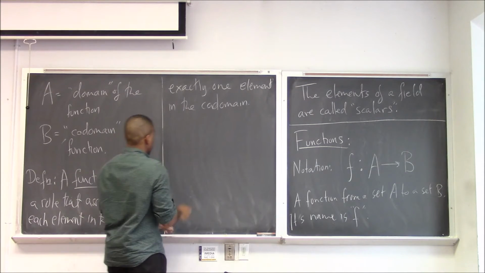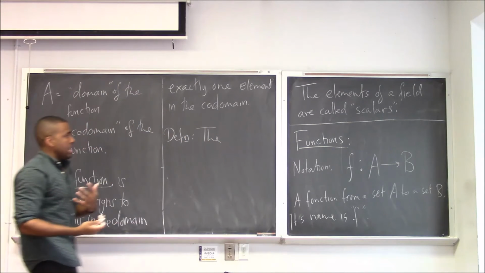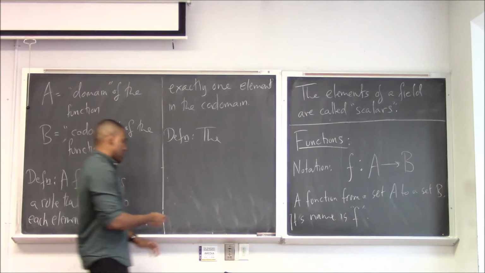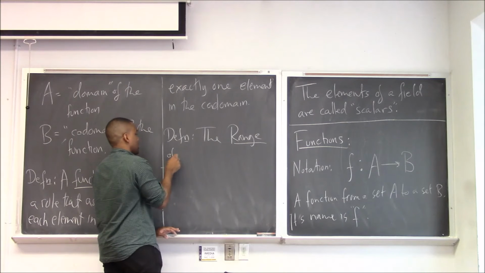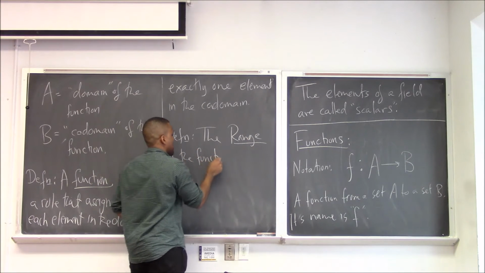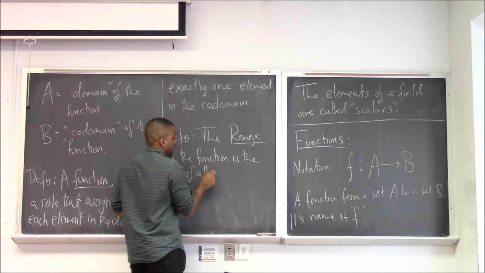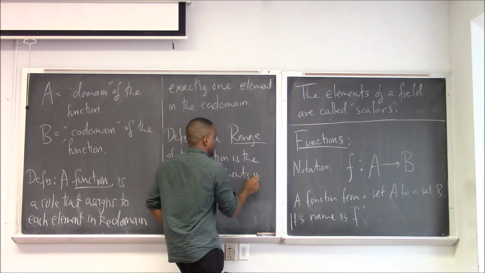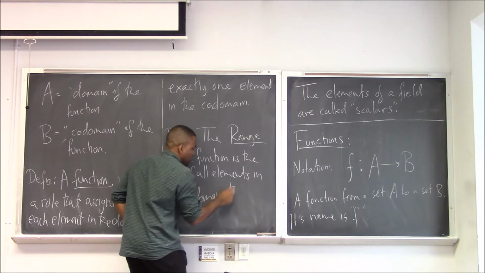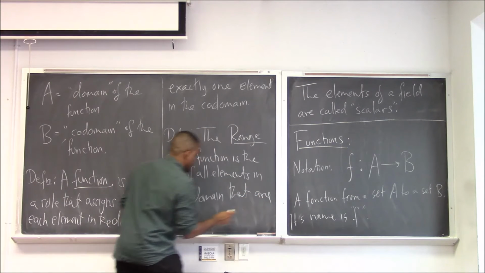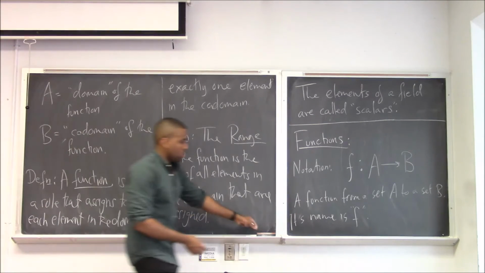So I said range definition. If I take all the elements that are the so-called outputs of a function, and I can create a set from them, the range of the function is the set of all elements in the codomain that are assigned.